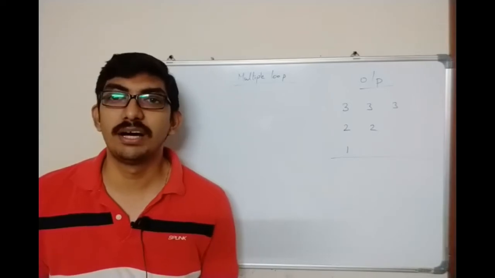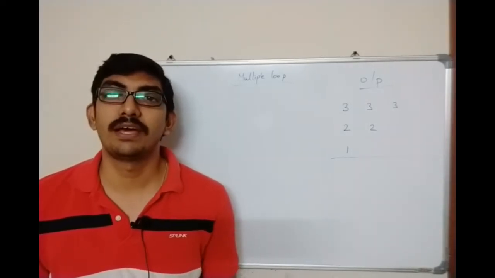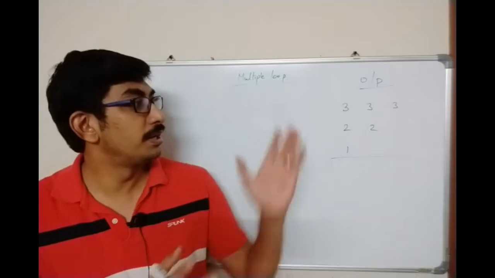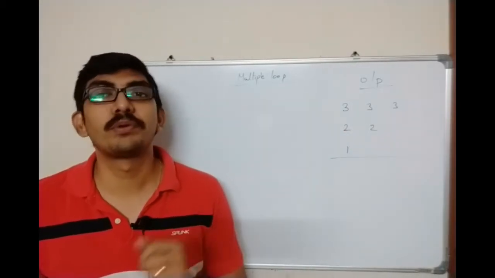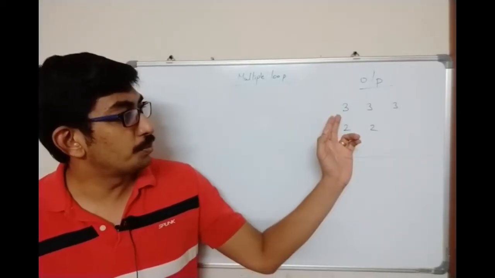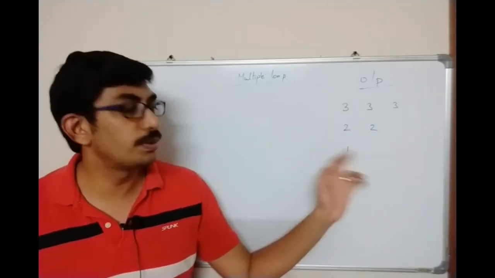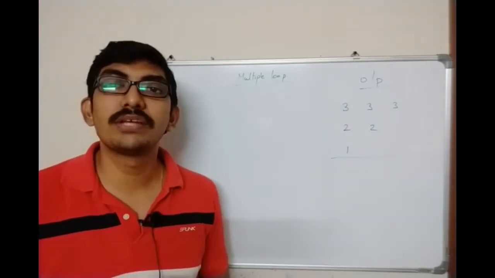I've already seen multiple loops and how they work, and what information we can infer from a pattern. So we will see one more problem. Here is the output to be displayed: 3 3 3, 2 2, and 1. So what data can we infer from that?